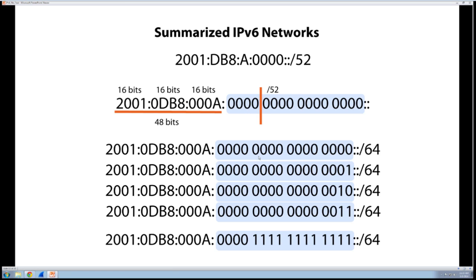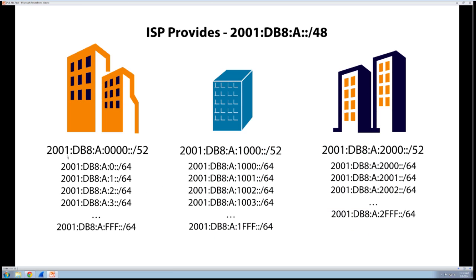And then if I look in the next part here, I have all zeros, then 000001, then 000010, then 11, right? If we convert these back to hexadecimal, what I end up with is 0, 1, 2, 3. Here I have F, F, F, right? So when I'm assigning these, really, I'm saying for this particular region of my organization, I can have any address between 0 and FFF as my networks. That gives me about 4,096 networks to work with in each one of my facilities.